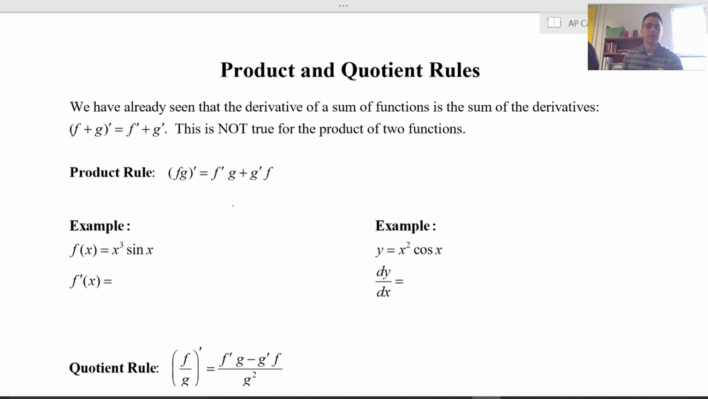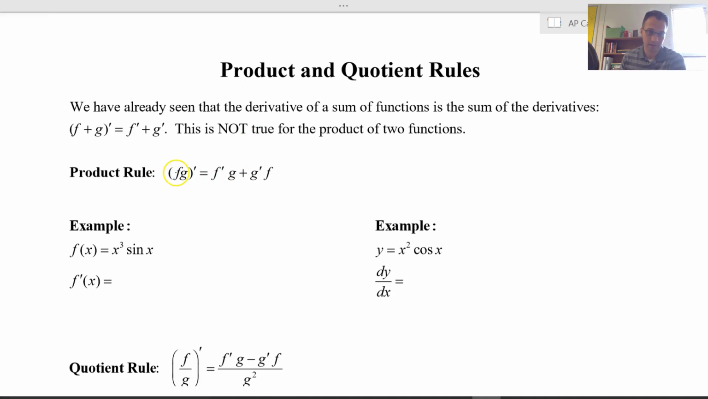All right, so today we are going to do the product and quotient rules. We've already seen that the derivative of a sum of functions is just the sum of the derivatives of the functions. So if I added f plus g and wanted to take the derivative, I just take the derivative of f and the derivative of g and add those together. Now this is not true for the product of two functions. So here's the product rule.